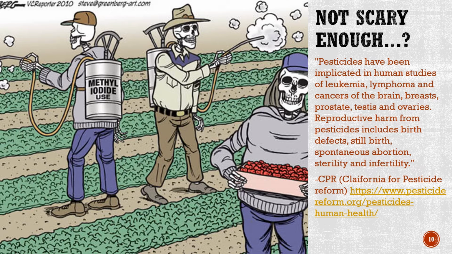Not scary enough? Pesticides have been implicated in human studies of leukemia, lymphoma, and cancers of the brain, breast, prostate, testes, and ovaries. Reproductive harm from pesticides includes birth defects, stillbirth, spontaneous abortion, sterility, and infertility.